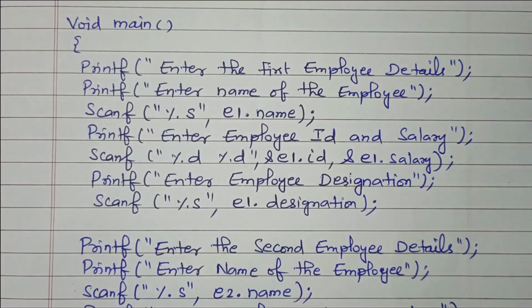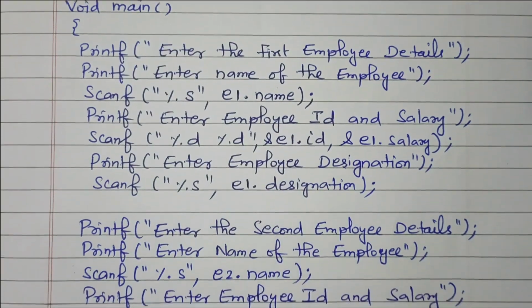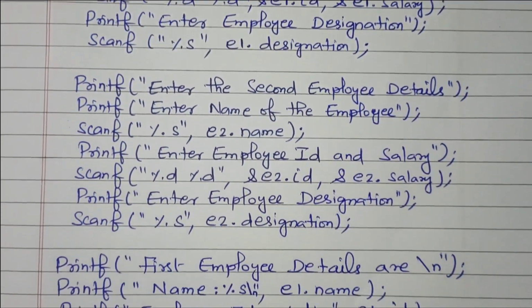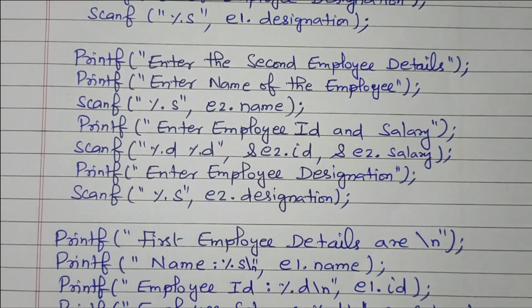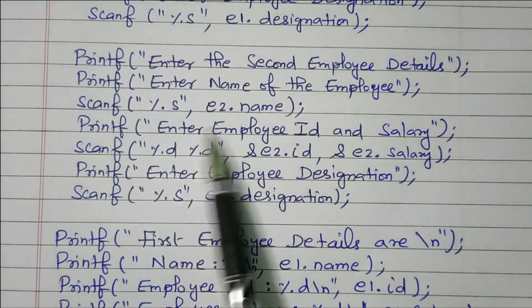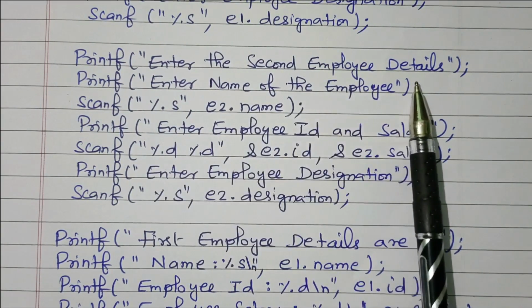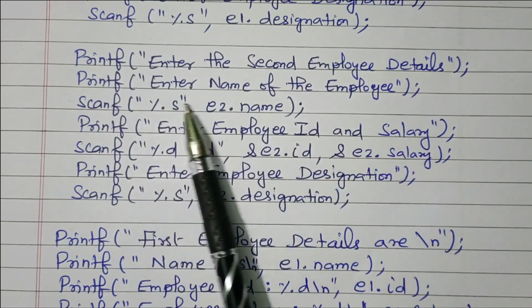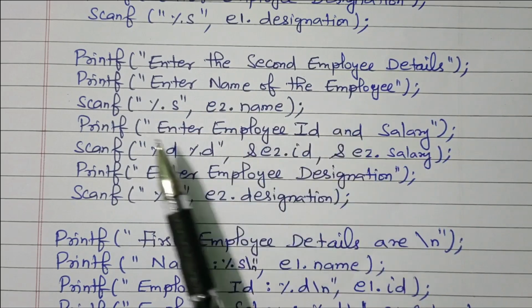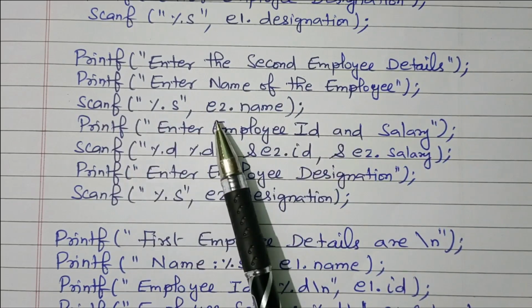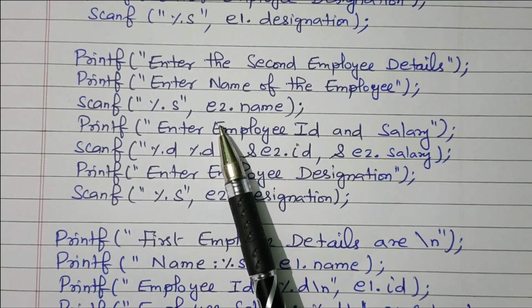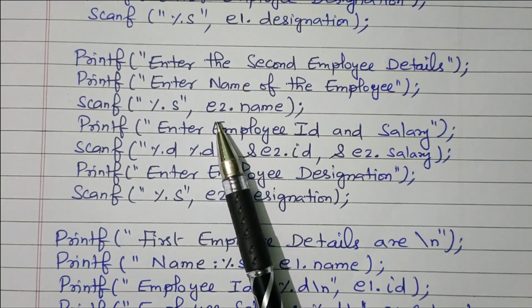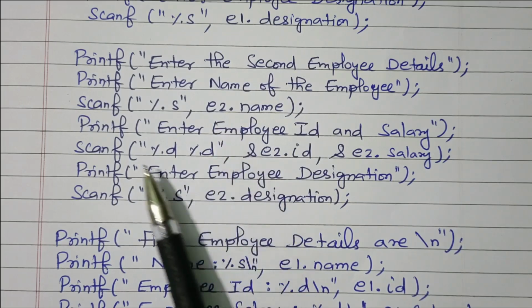Right. Similarly, we need to get one more employee because we declared E1 and E2. Now we need to get the second employee details. Printf, enter the second employee details. Same thing we repeated for the second employee. Printf, enter name of the employee. Scanf, %s, E2 dot name. Earlier E1 dot name, so for the second employee, this is E2 dot name.